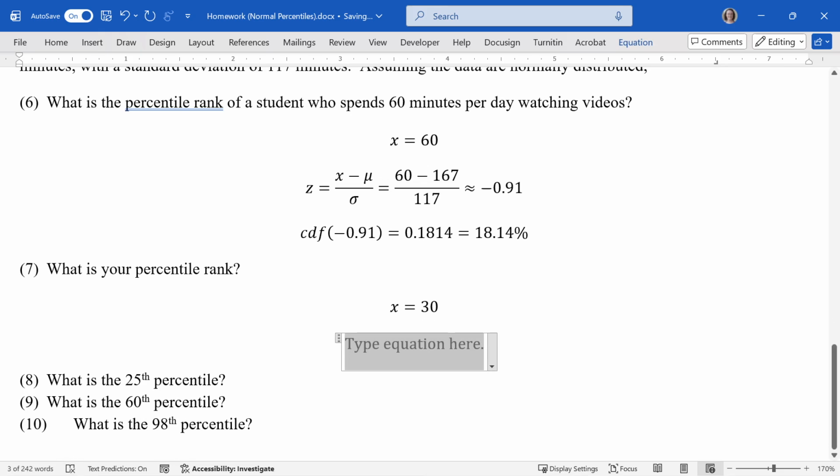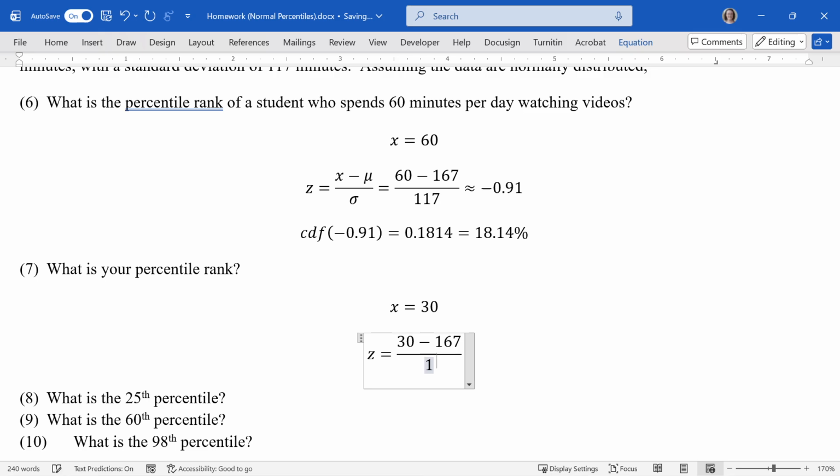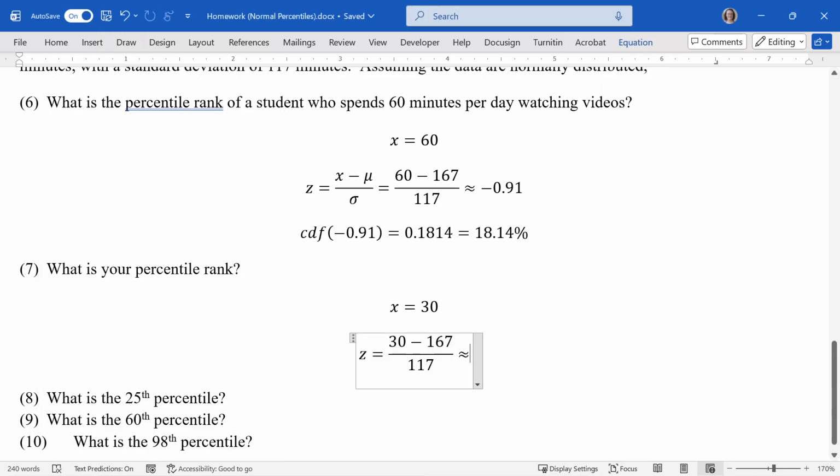Opinions may differ amongst yourselves. I'm going to go ahead and put this into the z-score formula here. Let's see what my z-score is. I think it's going to be really negative. So negative 1.17.